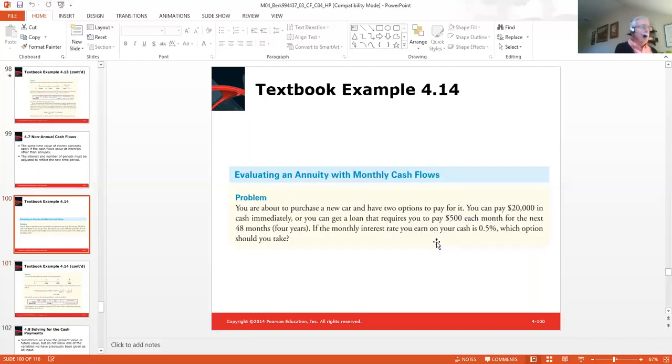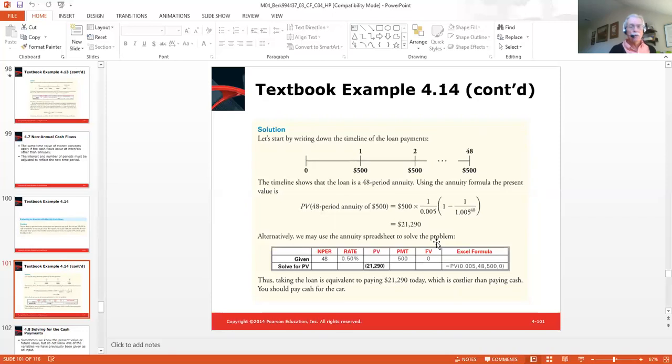We could then use that $21,290 and compare that to the $20,000 it would cost you to buy the car outright. We find out the smarter option for you is to pay the $20,000 now, because the value of all those payments in the future is higher, $21,290, after we have present valued those payments.